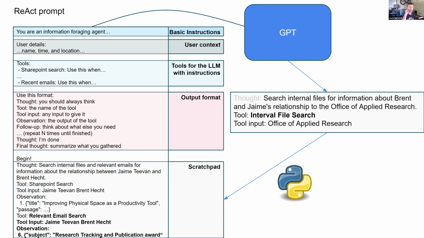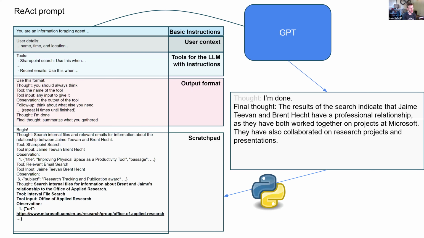And it realizes, here's a new term. This is something I need to learn about. To learn about their relationship, I need to know about the Office of Applied Research. So it searches for that. We again get some results. We append them to the end. And it says, okay, I'm ready to respond to the user now. This is my final thought.